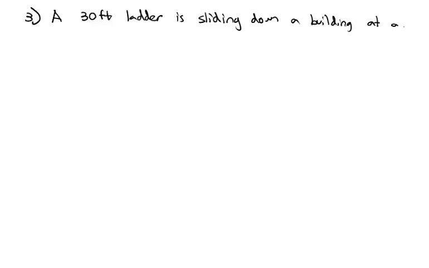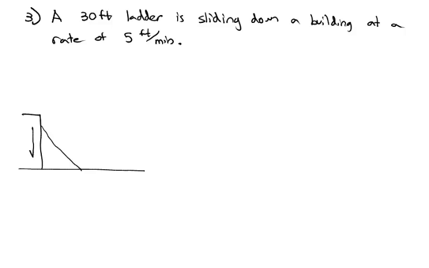A 30-foot ladder is sliding down a building at a rate of 5 feet per minute. So here's our building. There's the ground. The ladder leans against it, and it's sliding down at 5 feet per minute. It's slipping. So as the top slides down, the bottom also is going to slide out, because the ladder can't get shorter.